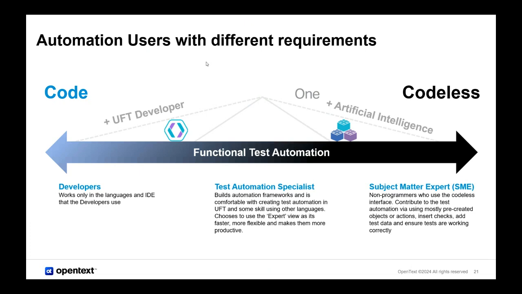And as I said, it uses the same principles for object definition and libraries that we have in UFT One. And then at the other end of the scale, shifting right to subject matter experts. These are users who may be non-technical. We have the codeless capability within Value Edge Functional Test so that they can write test cases in normal language rather than in any tool as such.